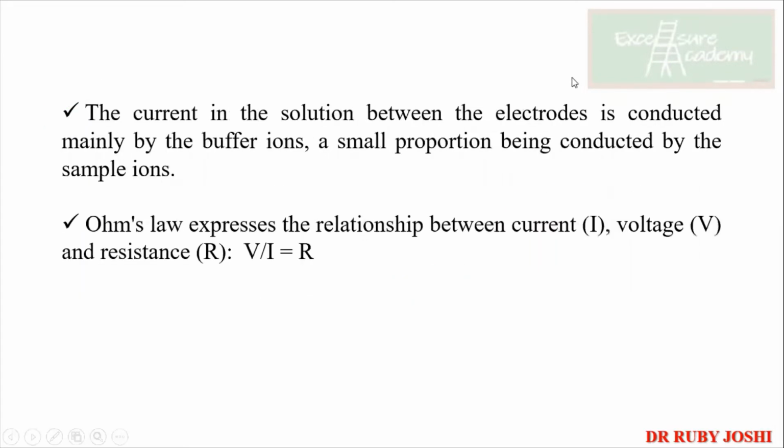So the current in the solution between the electrodes is conducted mainly by the buffer ions and a small proportion conducted by the sample ions. So here also, when you talk about current and voltage, Ohm's law applies, which is nothing but V is equal to IR or V by I is equal to R. Here, voltage by current is giving you resistance.